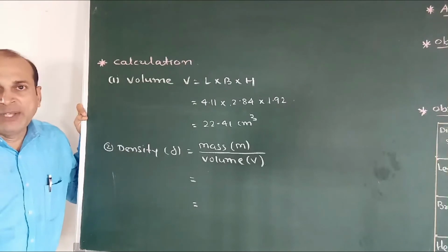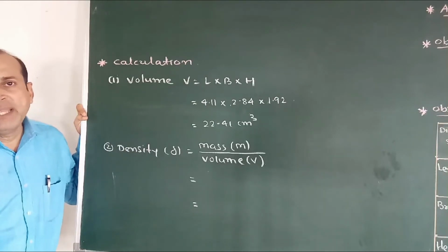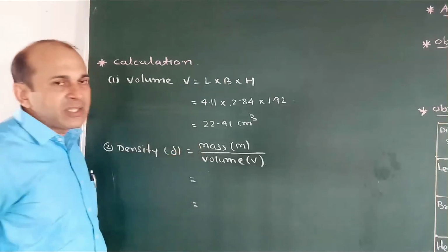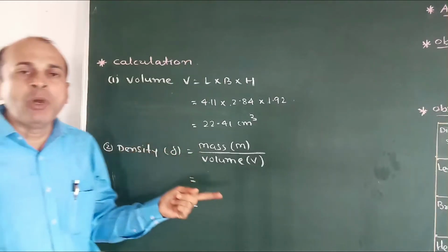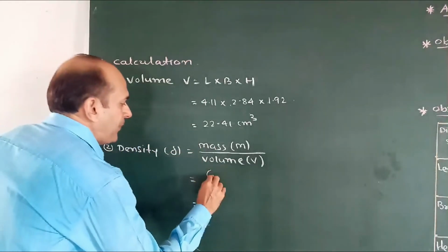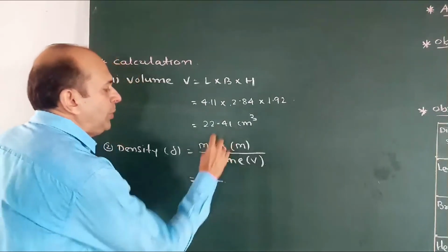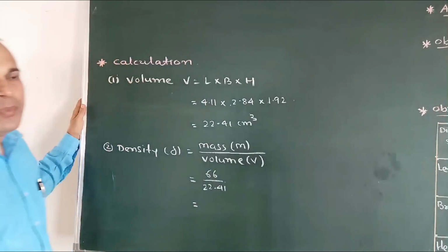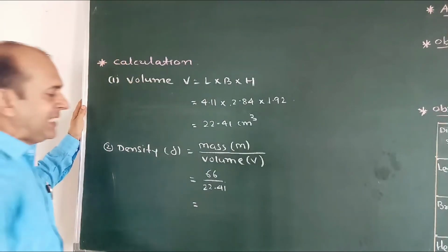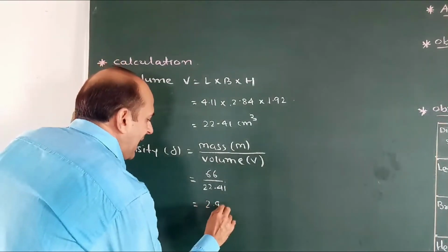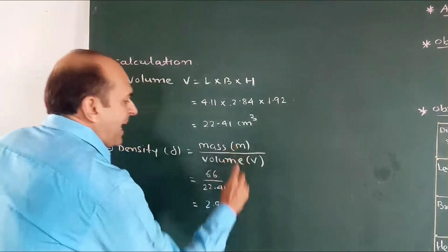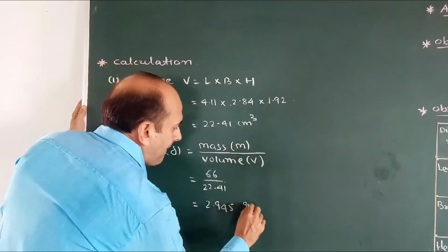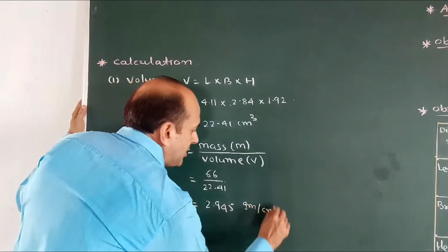Now let me find the density. As we know, the density D is equal to mass upon volume. The mass of the cuboid is given, it is 66 gram. Dividing by the volume, 22.41 centimeter cube, on solving we get 2.945. Mass upon volume, so gram per cm cube is the unit.